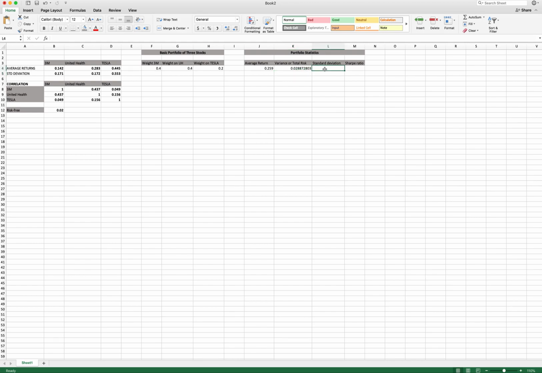Well, after all this hard work, standard deviation is simply the square root of the variance. So that gives us a standard deviation of 16.9%, or close to 17%.